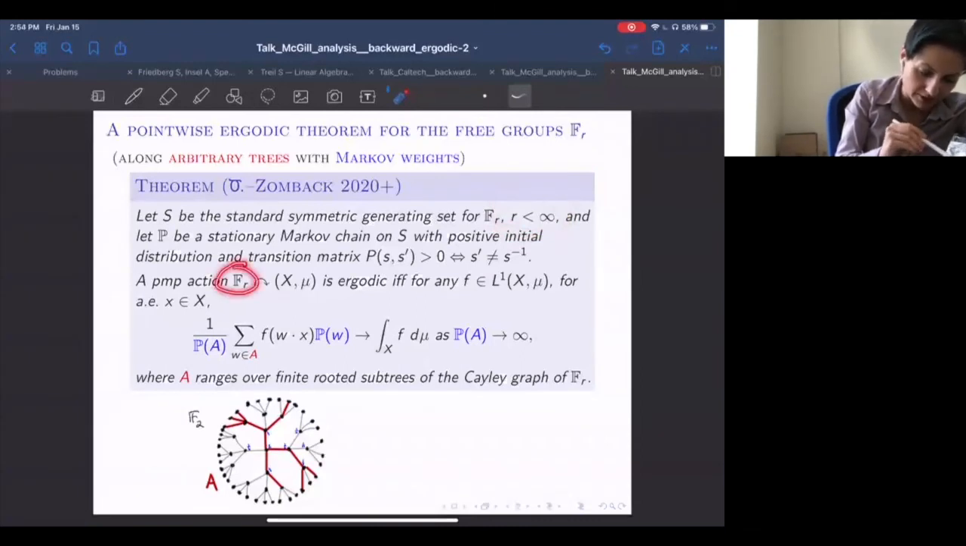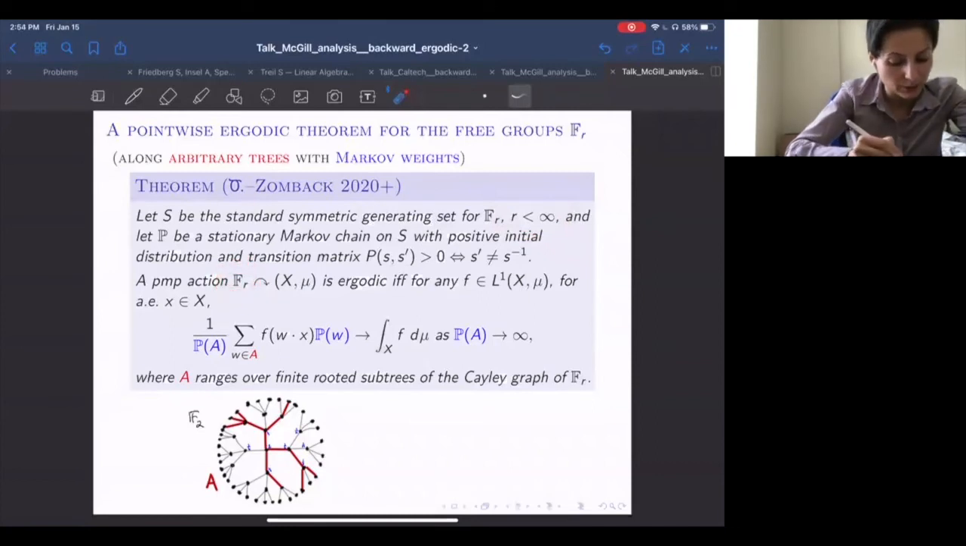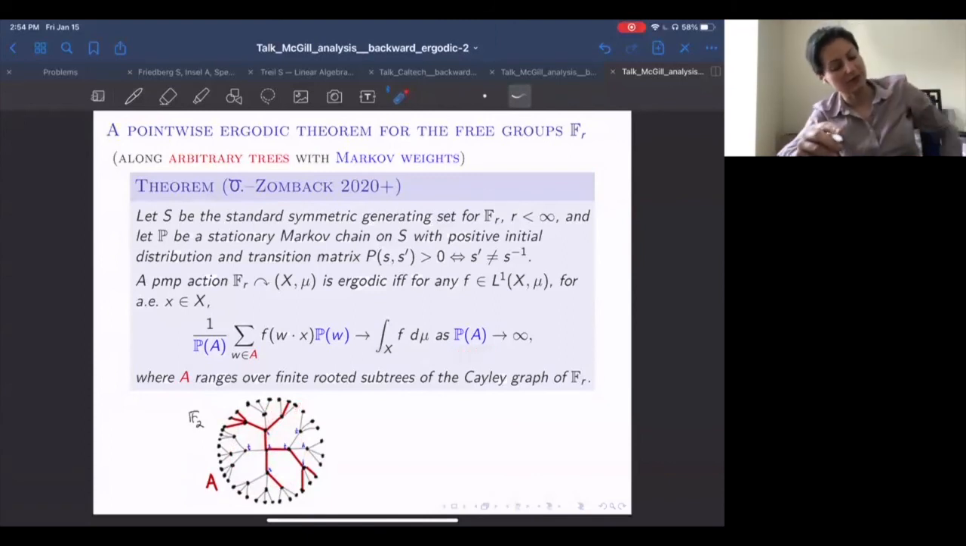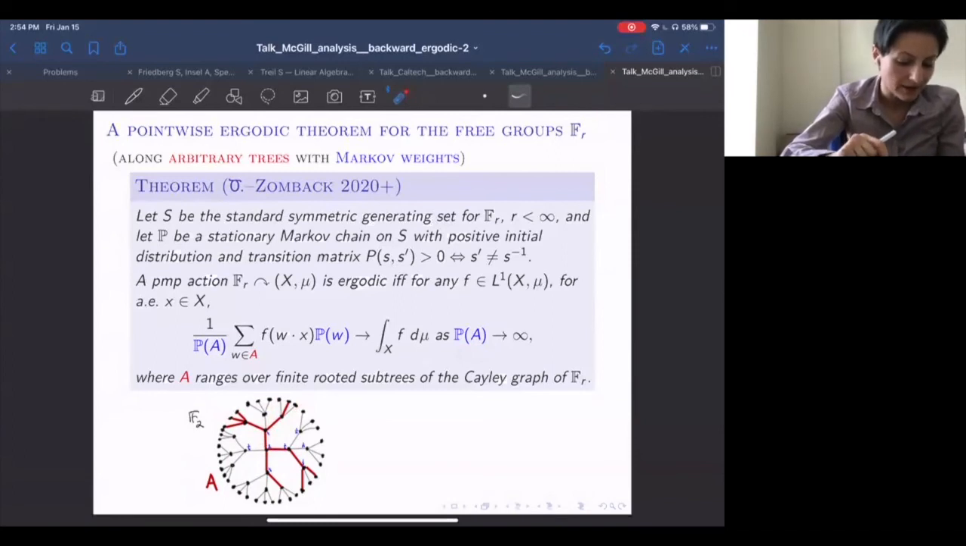So consider a PMP action of the free group. It is ergodic if and only if for any L1 function f, if you take its weighted averages along any finite subtree of the Cayley graph rooted at identity, then these averages would converge to the expectation of f as long as the weights of these trees that you take converge to infinity. So instead of considering these very regular balls, like specific balls, you can take any tree, doesn't matter, as long as the weights go to infinity. So I guess that's our theorem.